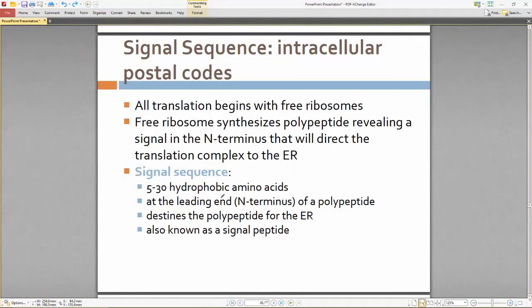So what is a signal sequence? It's 5 to 30 hydrophobic amino acids at the N-terminus of your polypeptide chain, and this determines the destination for the polypeptide to the ER. If this is there, then this polypeptide is going to the ER. And this is also known as a signal peptide.